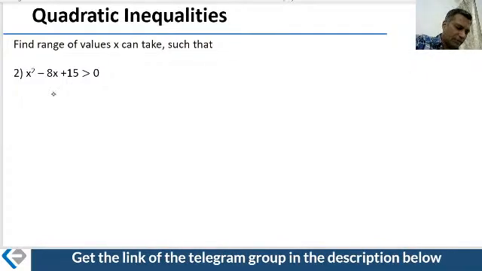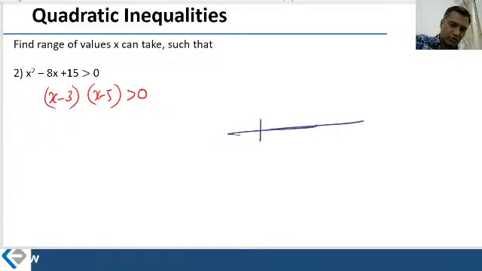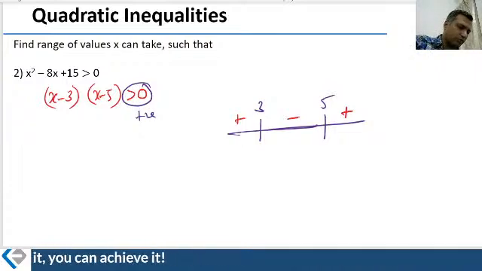Good. Same thing. Therefore, here also you'll say that x minus 3, x minus 5 is greater than 0. Let me draw this once for you. There is 3, there is 5, and you would say this is positive, this is negative, and this is positive. So what are you looking for? I'm looking for the positive values. Therefore, here are the positive values, this side and this side.